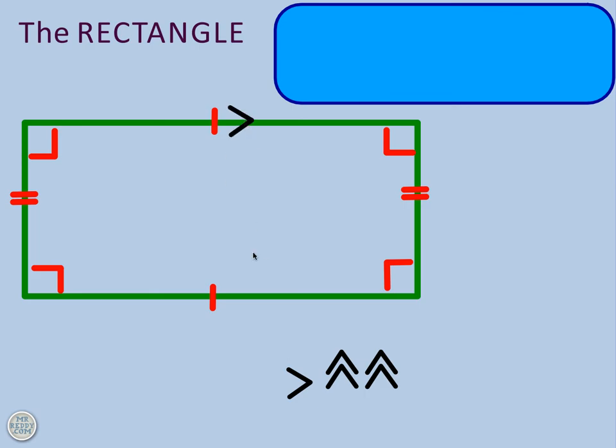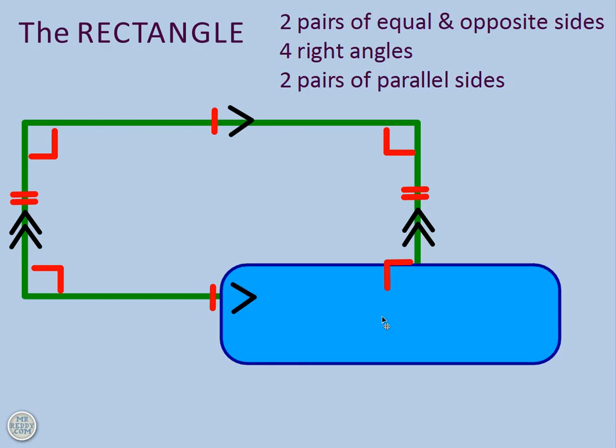It's got a pair of parallel sides. The top and the bottom are parallel to each other. You see, they'll keep going and going and never meet. And the left and the right do the same. They will never meet either. So they're parallel. So it's got two pairs of parallel sides.